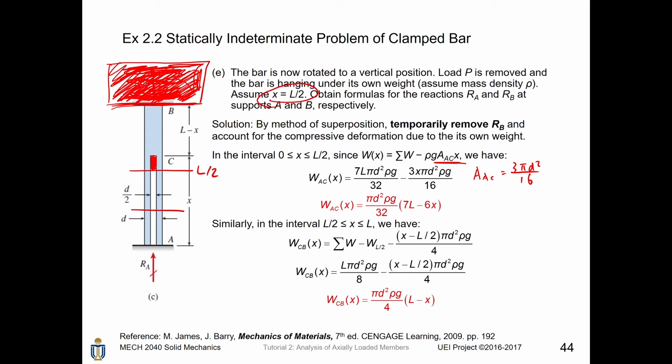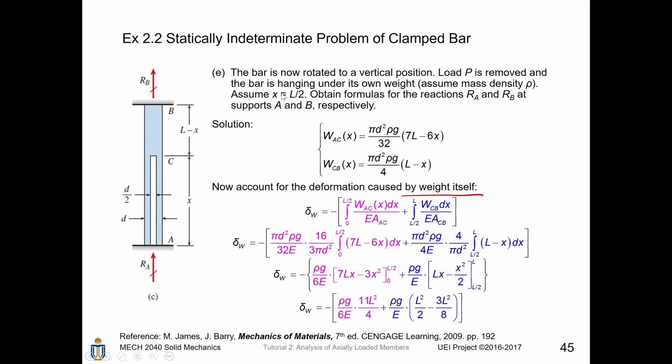Similarly, for the interval from L over 2 to L, we can find the compressive load caused by weight for a cross-section at a level greater than L over 2, say this one. Then the compressive load caused by the weight in segment CB of this bar will become the total weight minus the weight of the lower half, which is WL over 2, and further minus the weight of material in this region. The result will be pi d squared rho g divided by 4 times (L minus X). Still recall that we have already removed RB for our analysis.